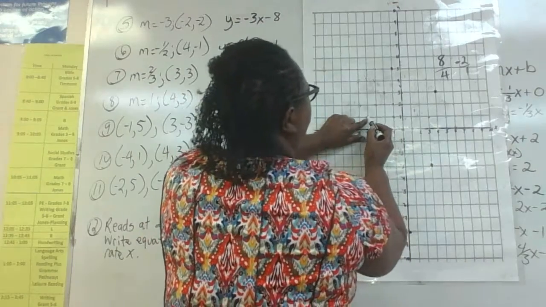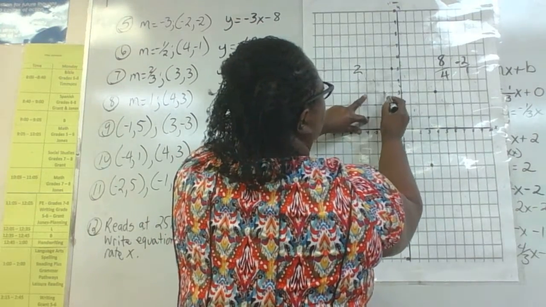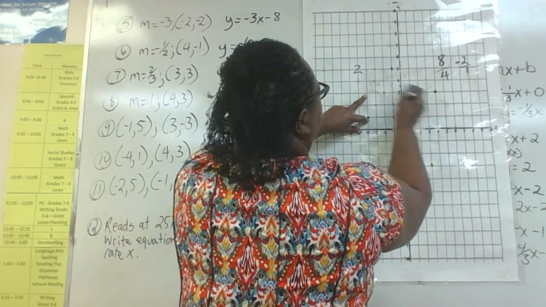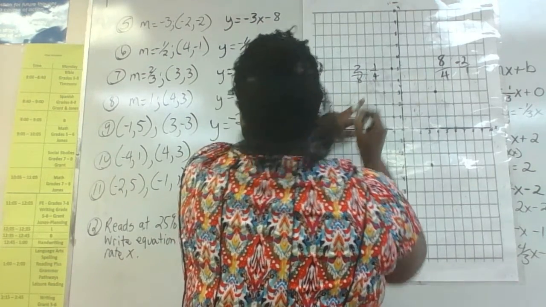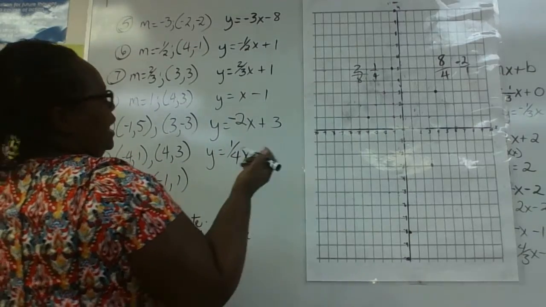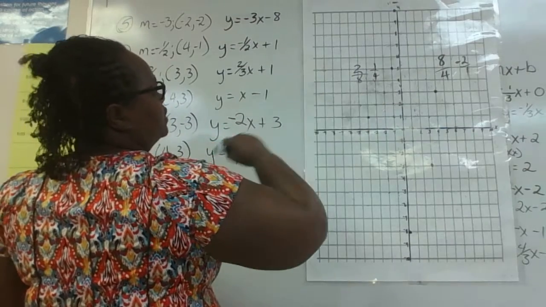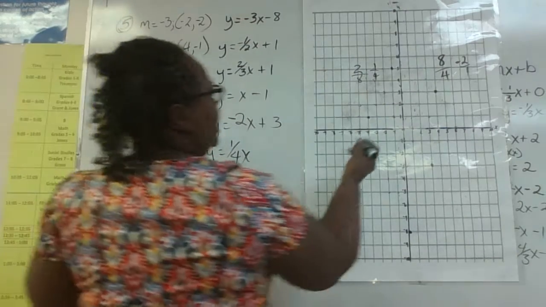All right, so here we go. We got to rise. 1, 2. Okay? We got a 2, and we're going to run. 1, 2, 3, 4, 5, 6, 7, 8. 8. That gives us 1/4. Okay? So y is equal to 1/4 x. And then it's going in this direction. So now we need to find out where it comes in contact.